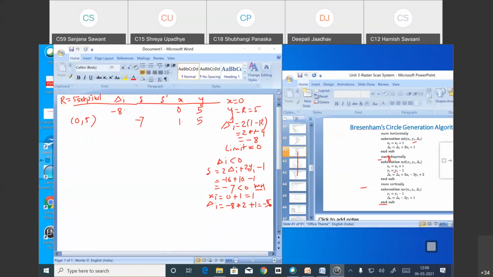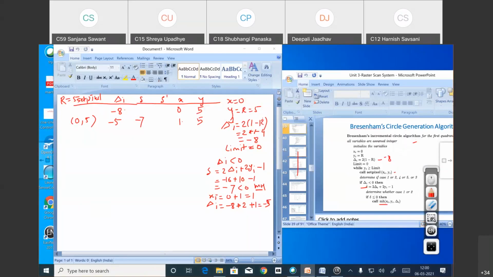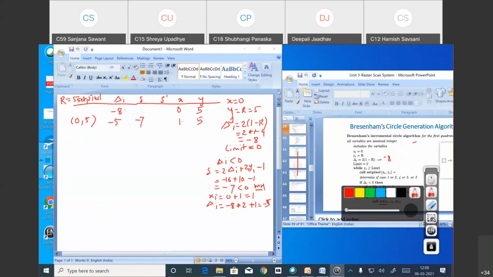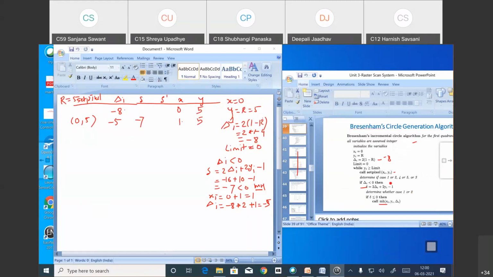So what is the new value of delta I? Minus 5. Okay. Now delta is calculated. The new value is calculated. So we again go to the first one. Whether this delta I is less than 0. Yes. Again the delta I is less than 0.